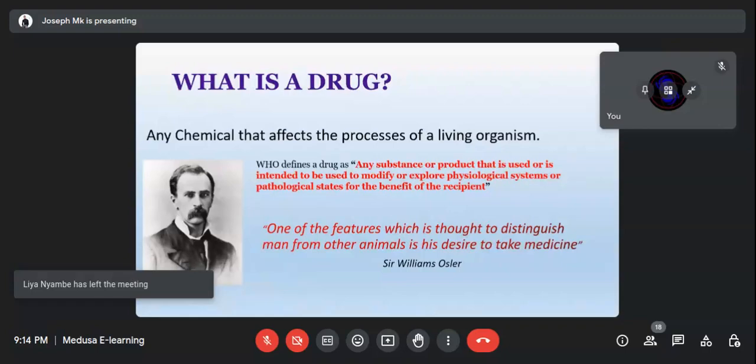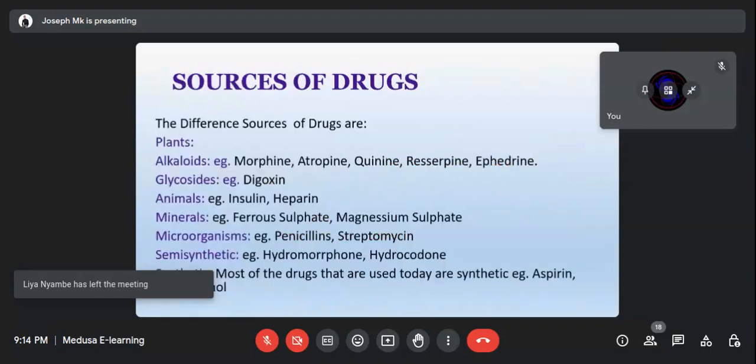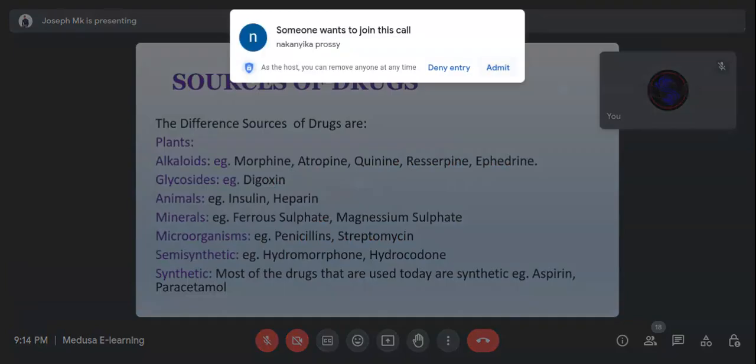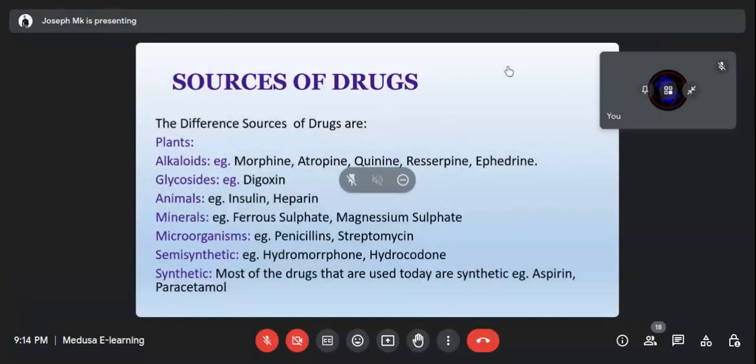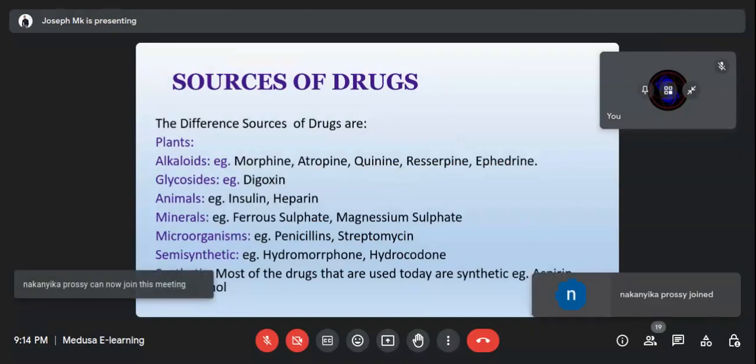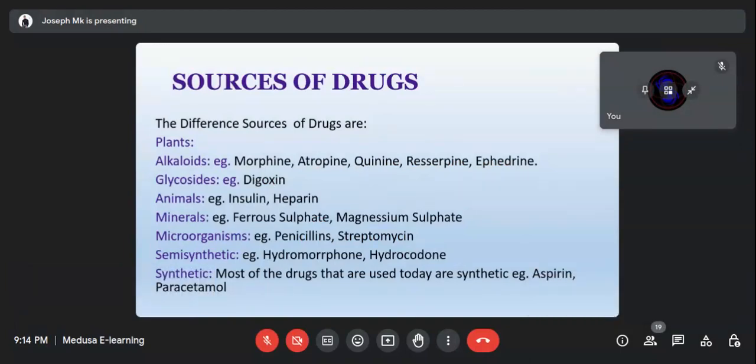Thank you very much. So we are moving now to the sources of drugs. Remember what we said earlier. Whenever you are prescribing a drug for someone, know the content of a drug. Otherwise you may end up giving poison to people. So you need to know what are the contents of this drug, what is it made of, and what is the main ingredient of this drug. Where did it come from?